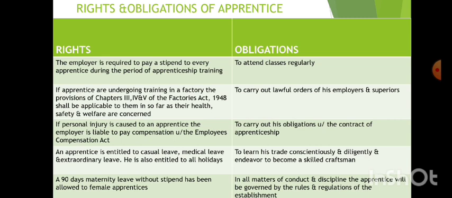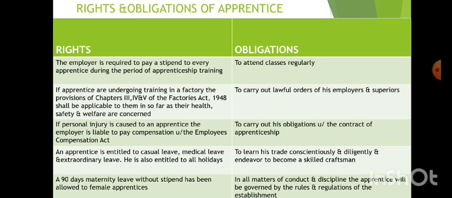Coming to the rights and obligations of apprentice. The rights are already given here. The employer is required to pay every apprentice during the period of apprenticeship training. If apprentices are undergoing training in the factory, the provisions of chapters 3, 4 and 5 of the Apprentices Act 1948 shall be applicable to them insofar as their health, safety and welfare are concerned.